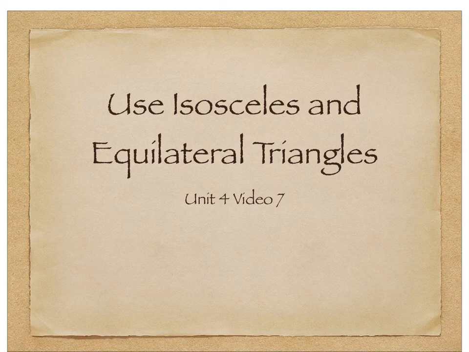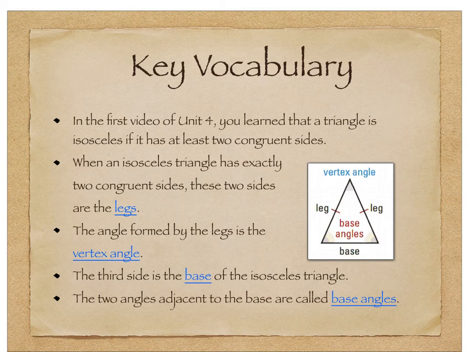Let's get started. Before we go too far, let's remember some key vocabulary. In the first video of Unit 4, you learned that a triangle is isosceles if it has at least two congruent sides. When an isosceles triangle has exactly two congruent sides, those sides have some special names, and we're going to talk about those. The two sides that are congruent, when there's only two sides that are congruent, are called the legs. Those legs, of course, come together at a vertex and they form an angle.